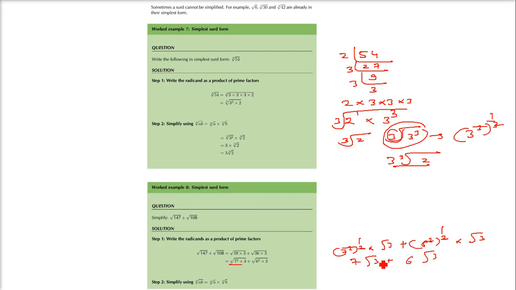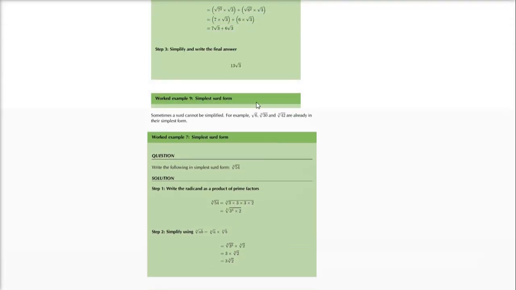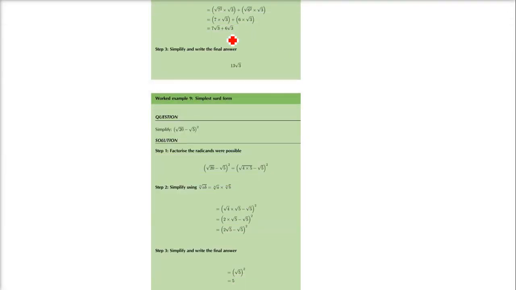There are two methods to understand this. Either you can take root 3 common, so 7 plus 6 will remain, that is 13 root 3 will be the answer. Or you can just add them, 7 and 6, because root 3 remains common. So 7 plus 6 is 13, so it will be 13 root 3. So this is how this is going to come.